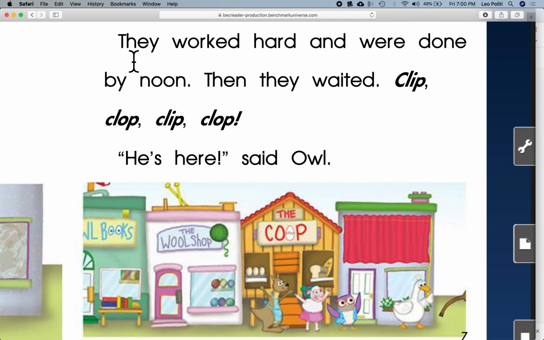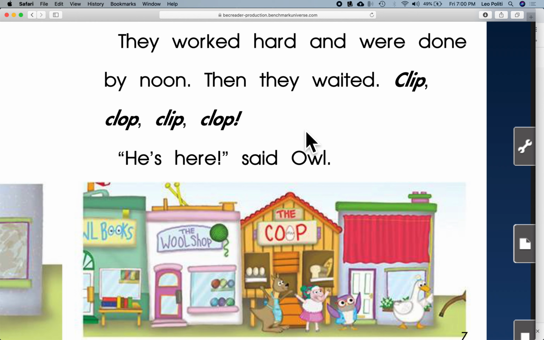And let's read it. They worked hard and were done by noon. Then they waited. Clip, clop, clip, clop. He's here, said Owl. And we need to clarify. Clip, clop, clip, clop. What is that? What's a clip? What's a clop?